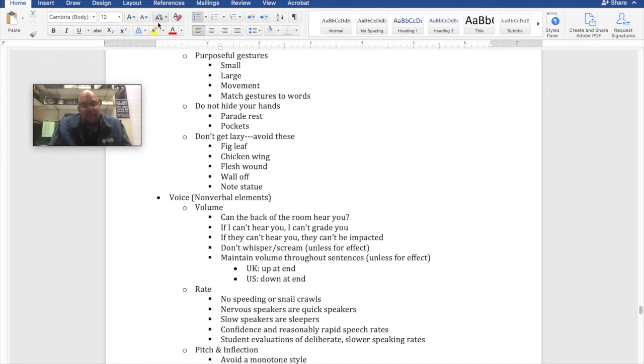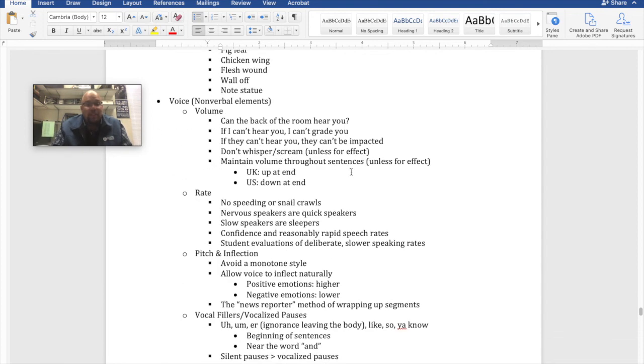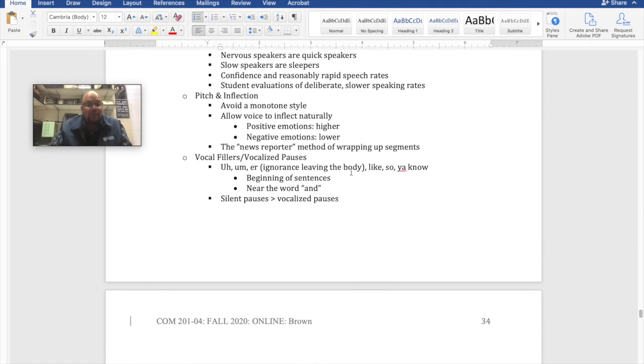But find that happy medium again. Just think about conversational style with all these things. You wouldn't scream at the person that you thought of earlier, but you wouldn't whisper to them either. You wouldn't speed through, but you wouldn't crawl through. So think about how you would do this. Same thing with your pitch and inflection. That changes. It goes up and down with positive. I'm sorry, up with positive, down with negative.